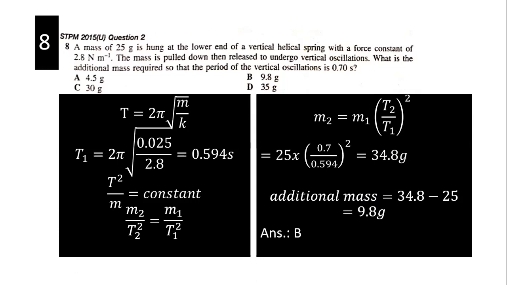Anything not clear? So that means the additional mass is 34.8? You want to find the difference. I need to subtract from the original mass to find the additional mass, that's all. So 34.8 is not the answer. This is the new mass. You want the additional mass, so you have to subtract.